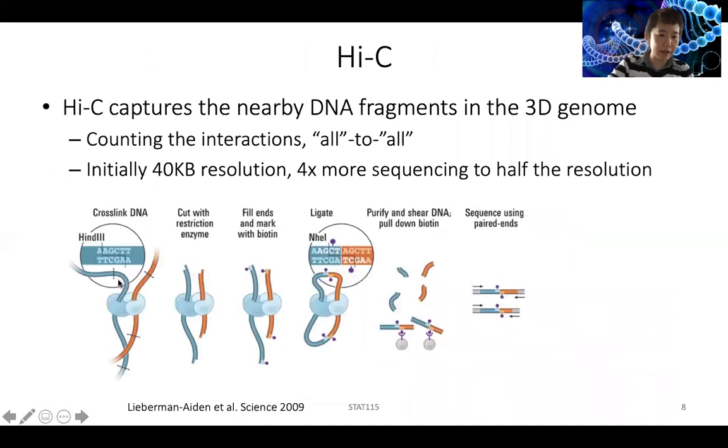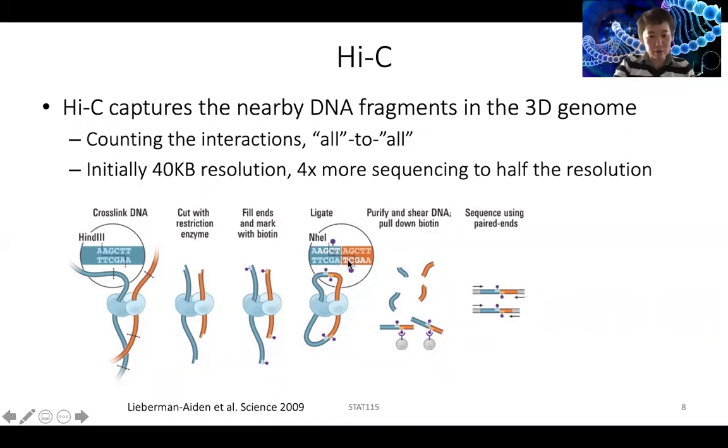Again, we use cross-linking first. So if there are chromatin loops or chromatin interactions, they are being cross-linked together. And then we use restriction enzyme to cut the chromatin to smaller fragments. And then we fill the ends with the biotin and then use enzyme to ligate the things together. And so you can see here, anytime there is a ligation, they are being labeled with this purple biotin.